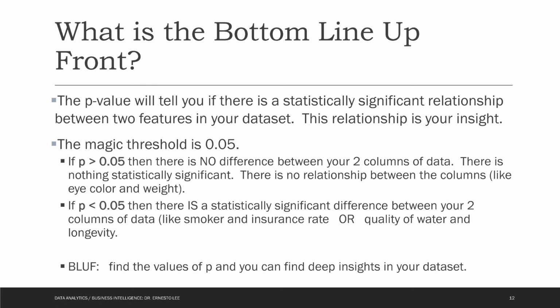The threshold is going to depend on your field of study. Sometimes people say 5%, sometimes people say 1%, but 5% is usually the standard. So the bottom line up front is to find the p-values, the probability values, and with that you can find deep insights in your data set. That should be a part of your bivariate analysis. There are different tests that help you find these p-values.